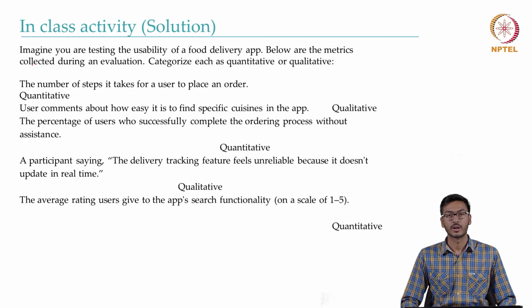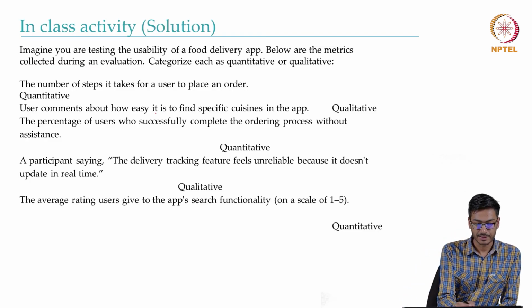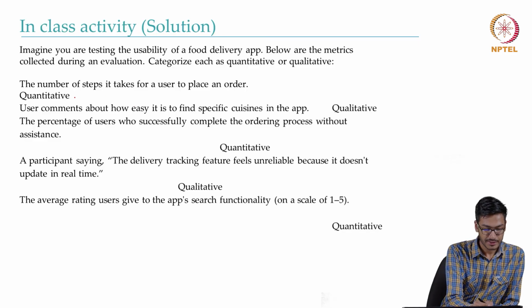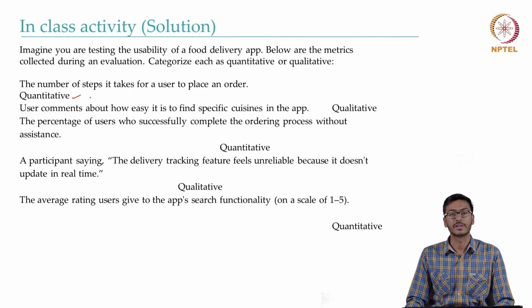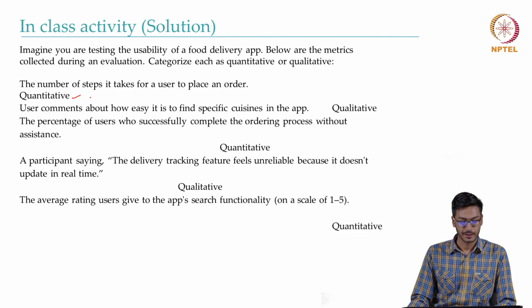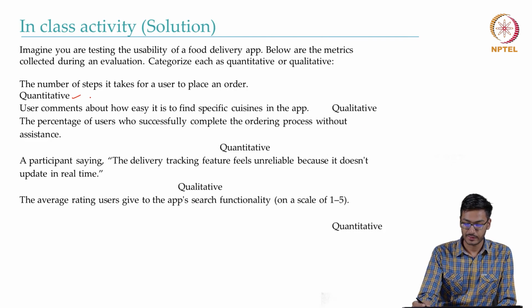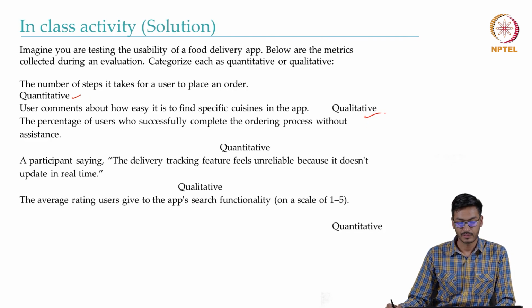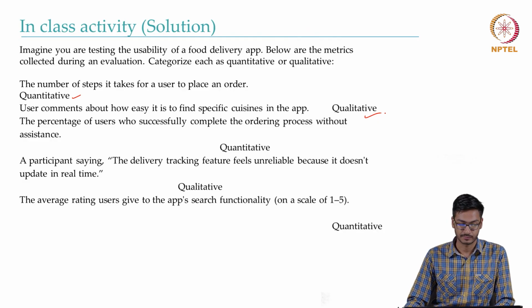Okay, now we are back to this. The number of steps it takes for a user to place an order. It is definitely a quantitative measure because the measure would be clearly numeric, the number of steps. Second, we have the user comments about how easy it is to find specific cuisines. These are comments about how easy it is. It is open ended and hence qualitative.